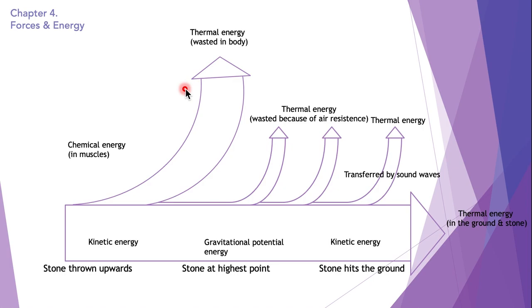So here we have a Sankey diagram. So this is basically an arrow like this one. This is the arrow which shows the energy transfers. And these arrows, these ones over here, show the wasted energy.